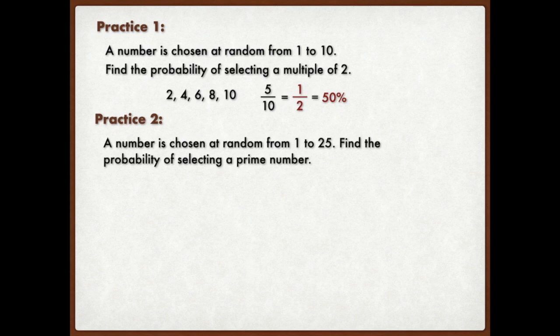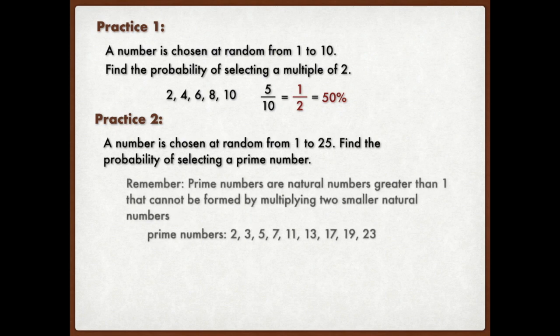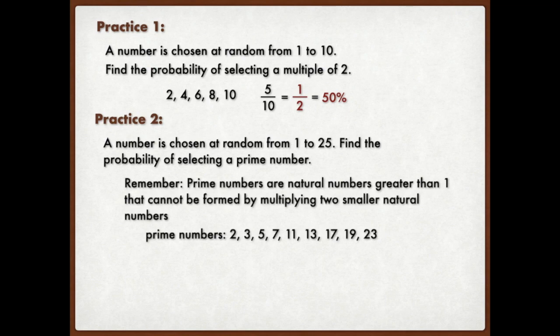Now we have to figure out the prime numbers. Okay, remember, prime numbers are natural numbers greater than 1 that cannot be formed by multiplying two smaller natural numbers. So 2, 3, 5, 7, 11, 13, 17, 19, and 23 cannot be formed by multiplication of two other numbers. So we have a total of 9 of these. So 9 out of 25 would be my answer. Okay. Now I can also go ahead and turn that into a percentage. Okay, and you can do that on your own.